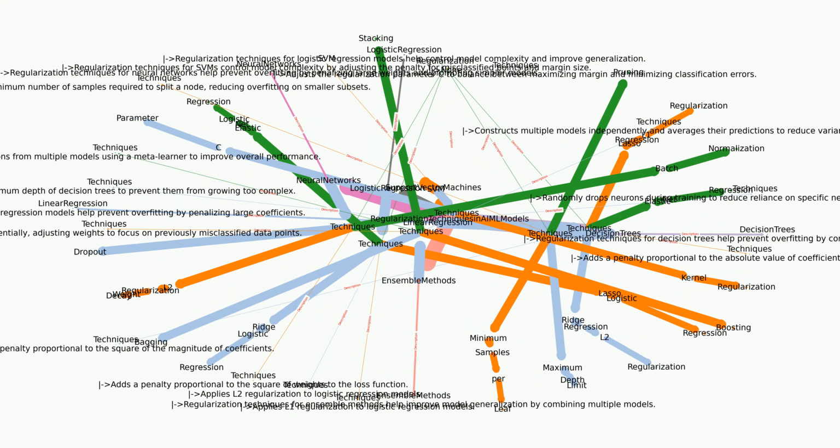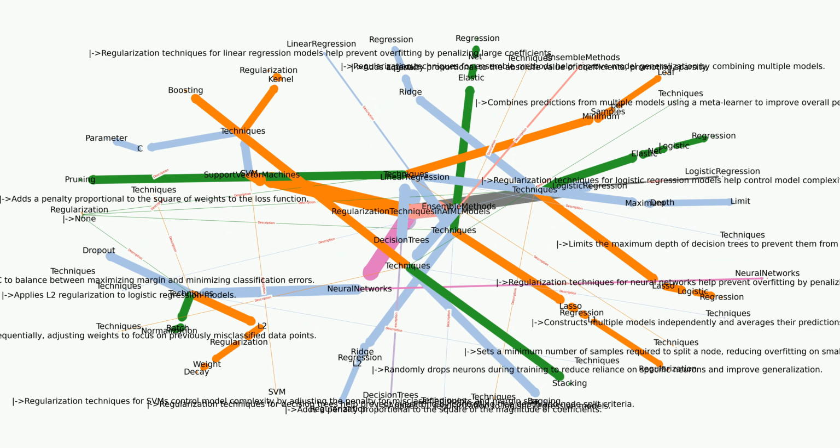Support vector machines, SVM. Description: Regularization techniques for SVMs control model complexity by adjusting the penalty for misclassified points and margin size. Techniques. C parameter. Description: Adjusts the regularization parameter C to balance between maximizing margin and minimizing classification errors.